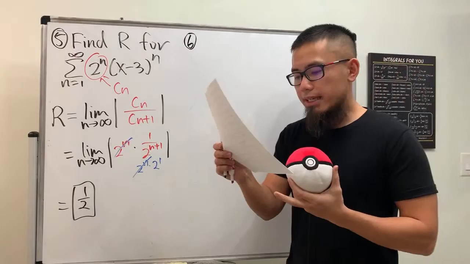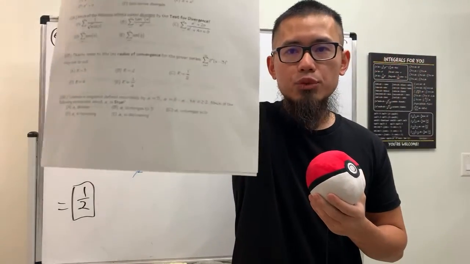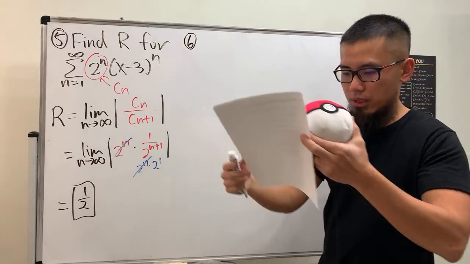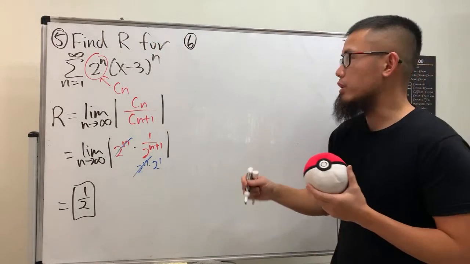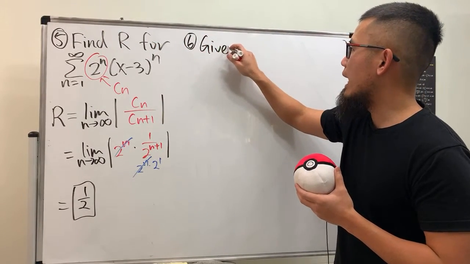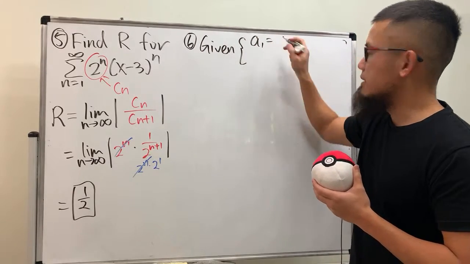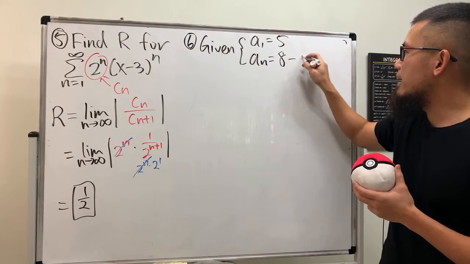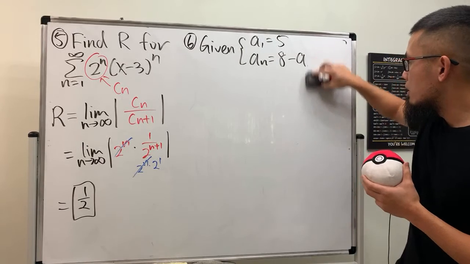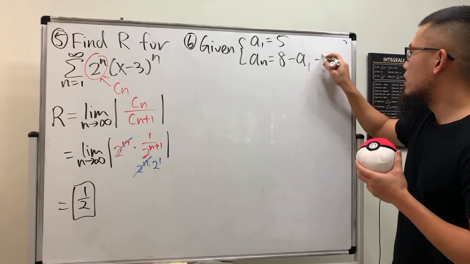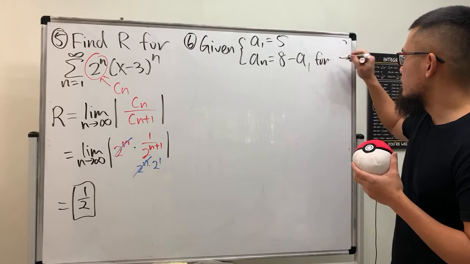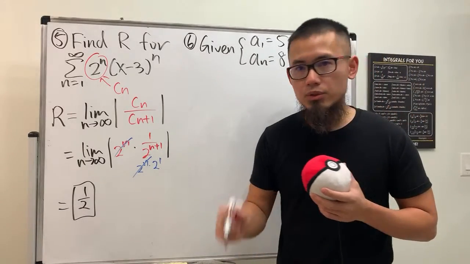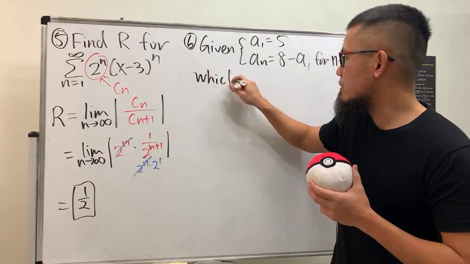All right, I gave you guys a recursive sequence, and I'm asking which of the following is true. So here is the sequence which is recursive. Given a1 is equal to 5, and then an is equal to 8 minus a1 for n greater than or equal to 2, right? And which of the following is true?